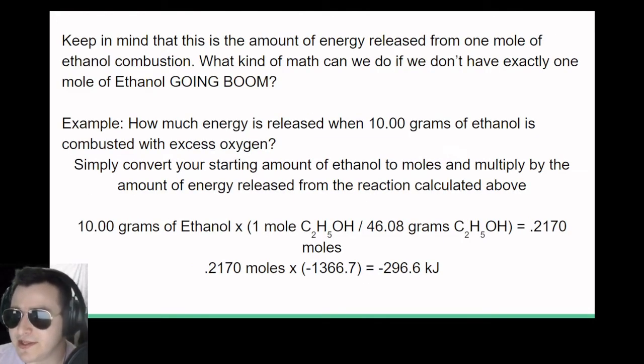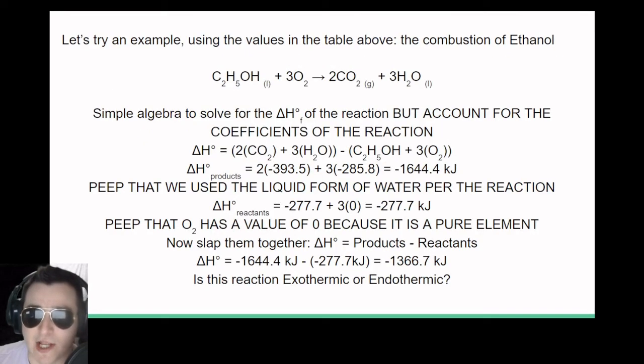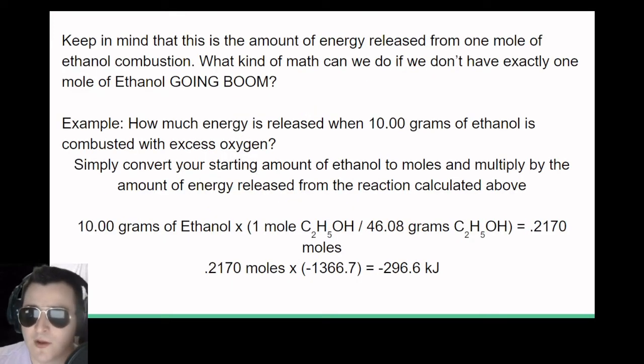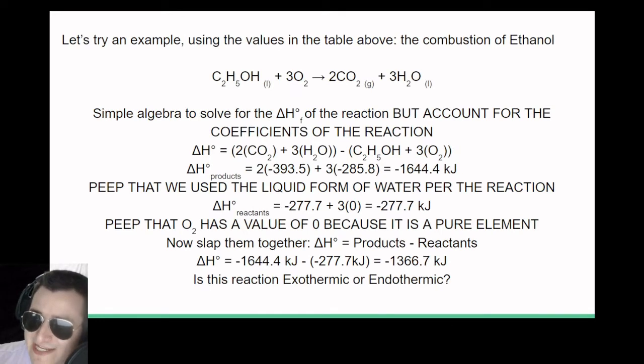But if we look at the balancing of this reaction, this is how much energy is released when exactly 1 mole of ethanol is combusted, right? That's what the balancing of the equation tells us. That's what the coefficients of the balanced chemical equation tell us. Stoichiometry, wink, wink. But what if you don't have 1 mole? What if this question instead said, what if you only have 10 grams of ethanol? Do I really have to plug it all in? Absolutely not. Because what you just found is an intensive property.